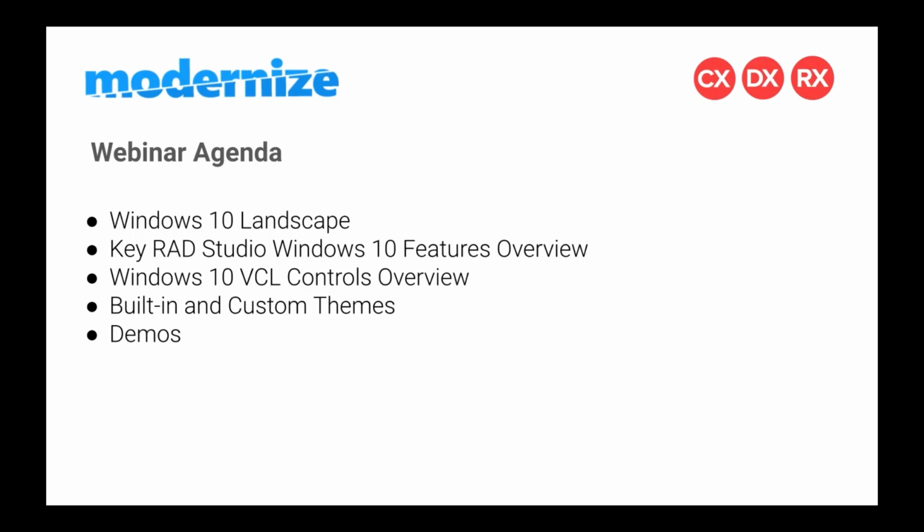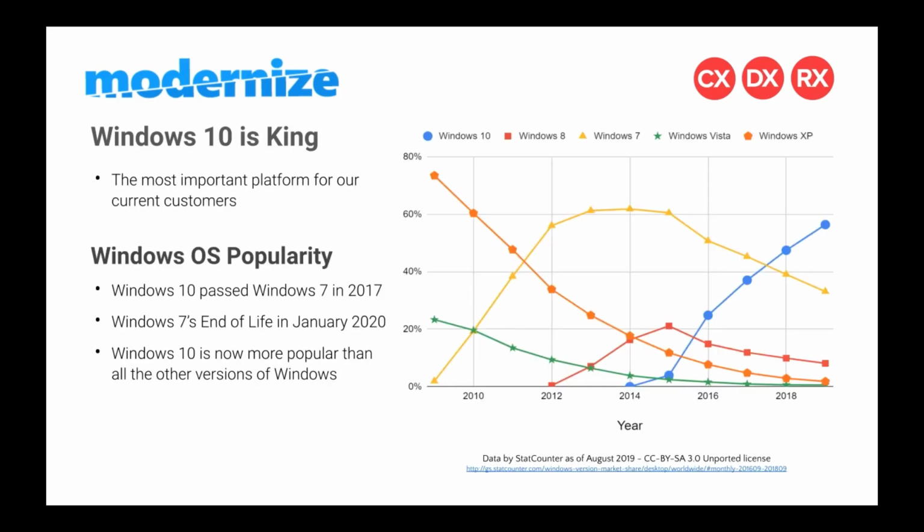Now let's have a look at the webinar agenda for today. First, we're going to cover the Windows 10 landscape, followed by key RAD Studio Windows 10 features, an overview on the Windows 10 VCL controls. We're also going to have a look at our built-in and custom themes, specifically around Windows 10, followed by some in-product demos.